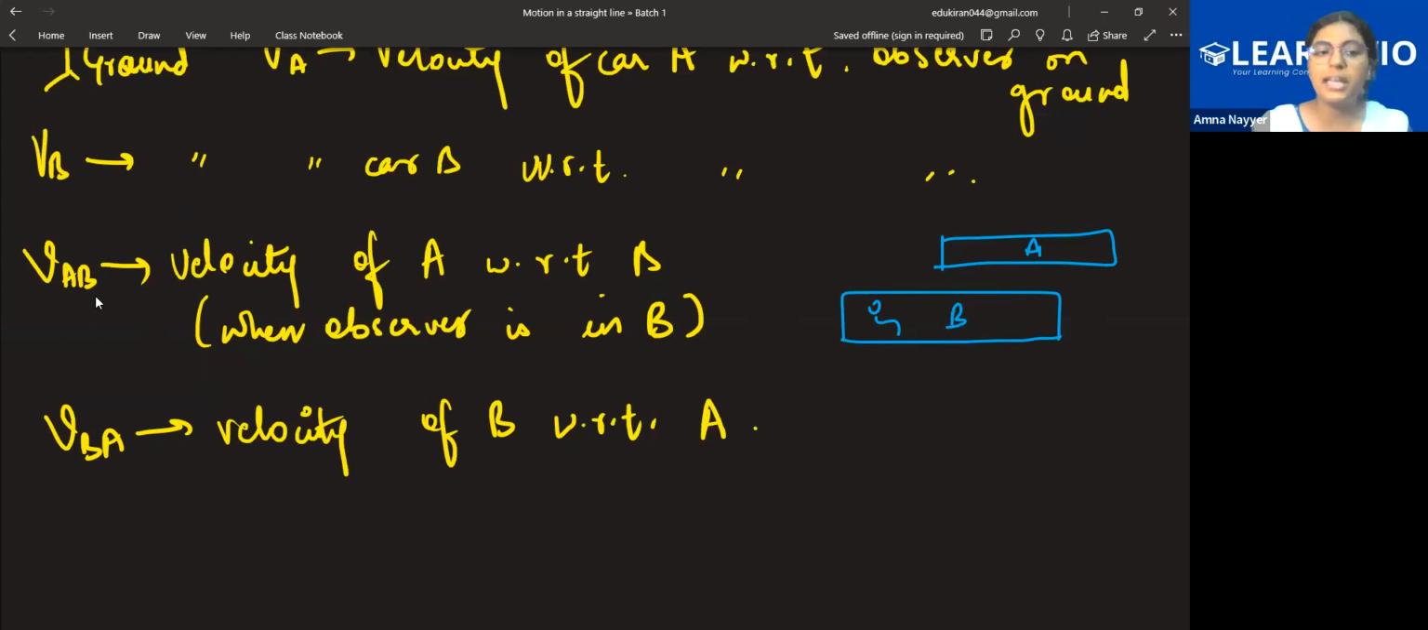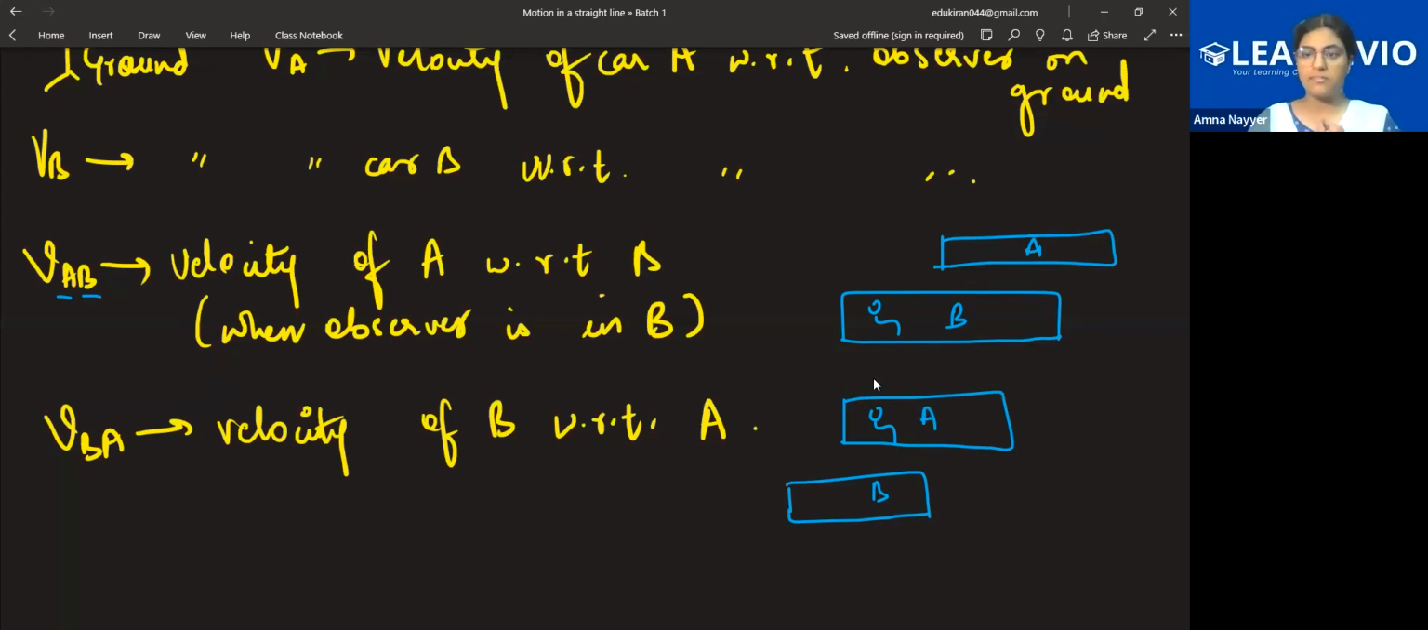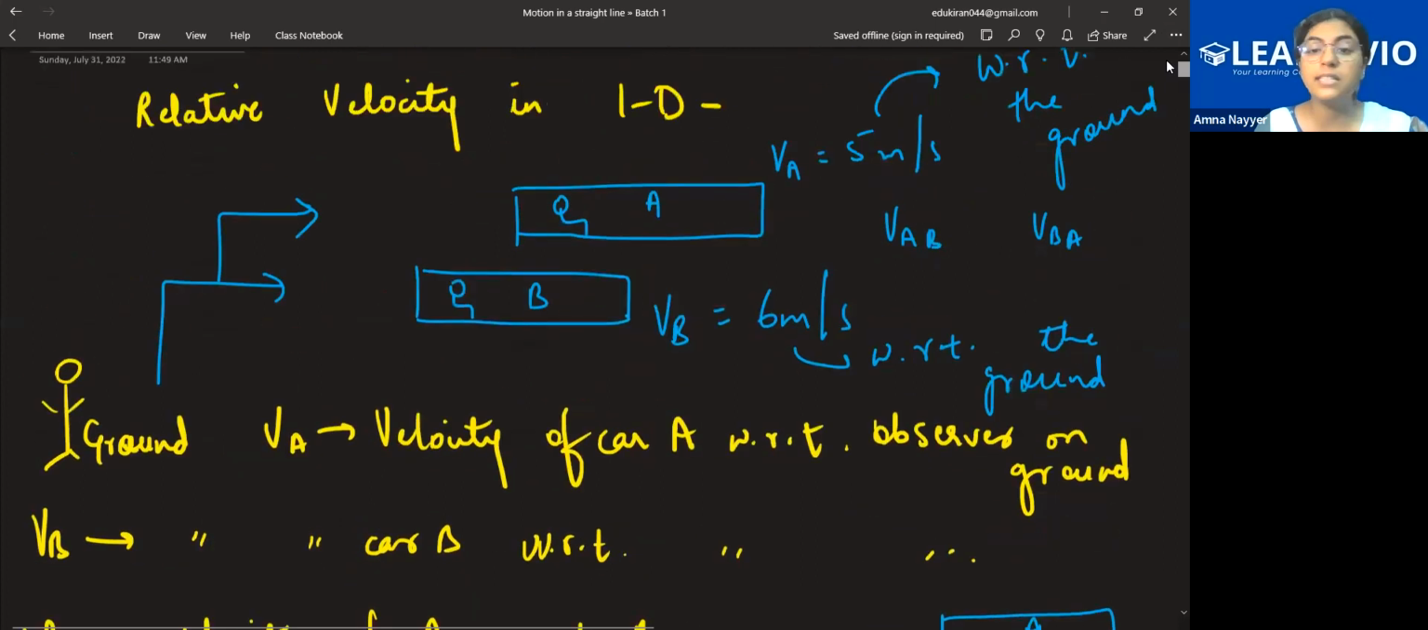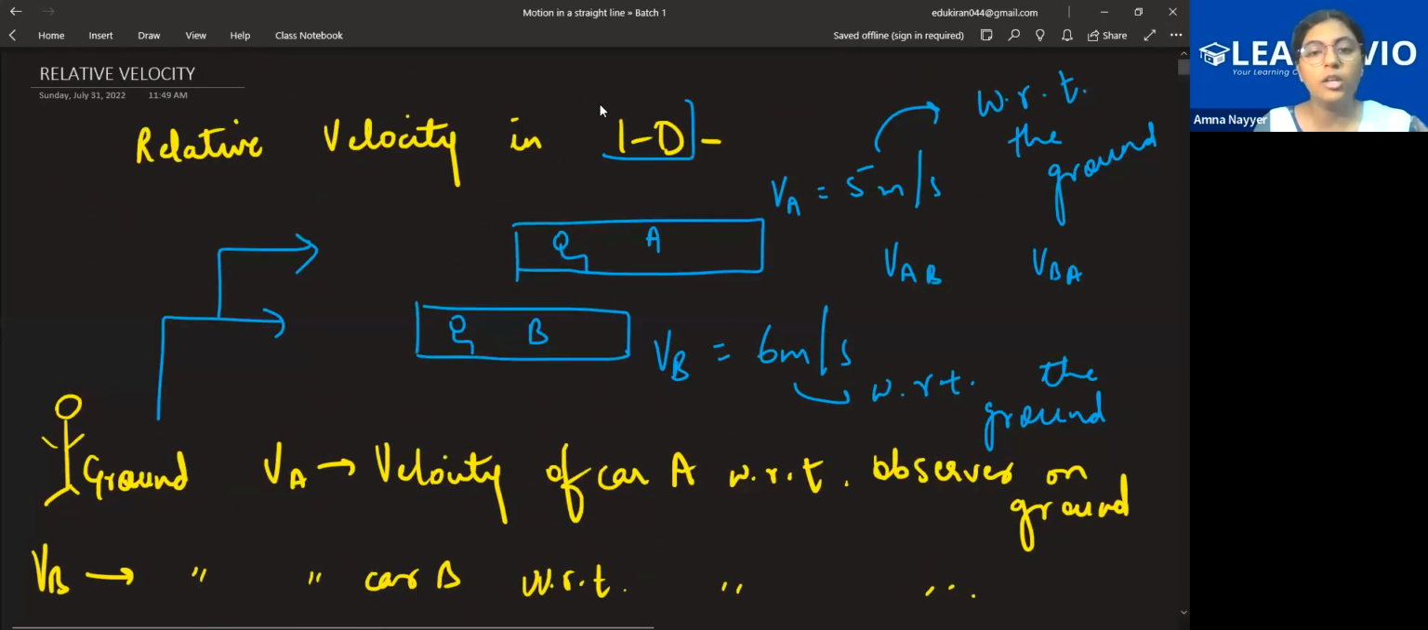That's why VAB. If the person is in car A, nobody is in B, we are calculating velocity of B with respect to A, with respect to A where I am sitting. So VBA. Just understand these terms because the calculation part is very easy. This is relative velocity in one dimension. You have relative velocity in two dimensions in your projectile motion.